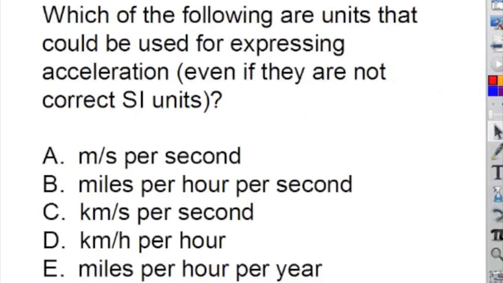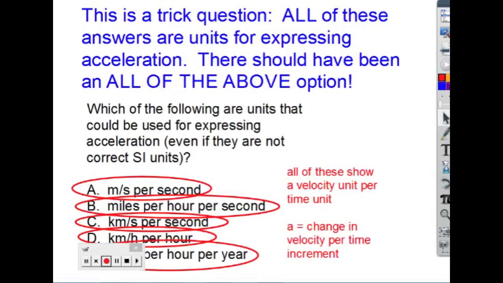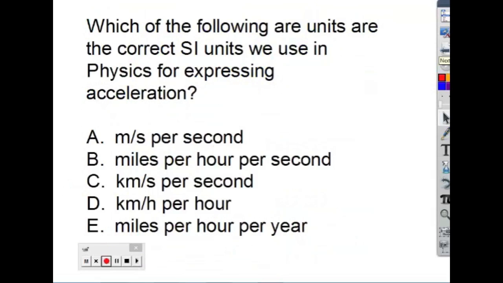All right, so here's a problem. Which of these following could be units for expressing acceleration, even if they're not appropriate SI? You may want to pause for this. Pause it. Solve it. You didn't pause. Pause it. Yeah, it is a trick question because all of these are speed units, meters per second, miles per hour, kilometers per second over time. All right, so which would be the correct SI unit for expressing acceleration?